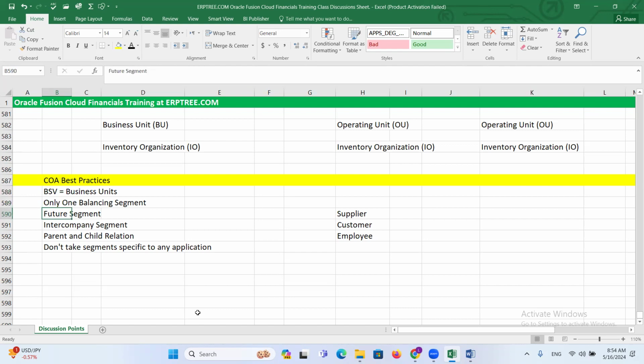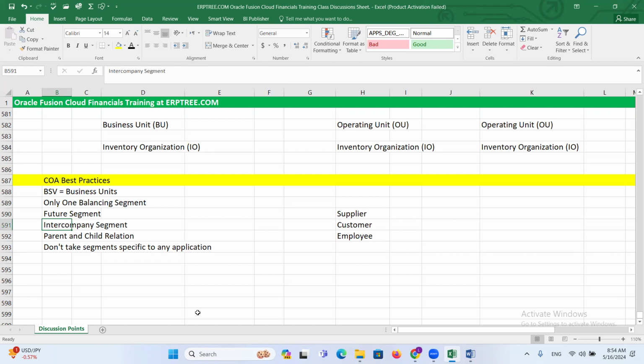And future segments, you should always recommend future segments to a client. If you don't recommend them, in future it is not possible to add new segments. You cannot add new segments into the chart of accounts once you create the chart of accounts, or once you start using the chart of accounts.